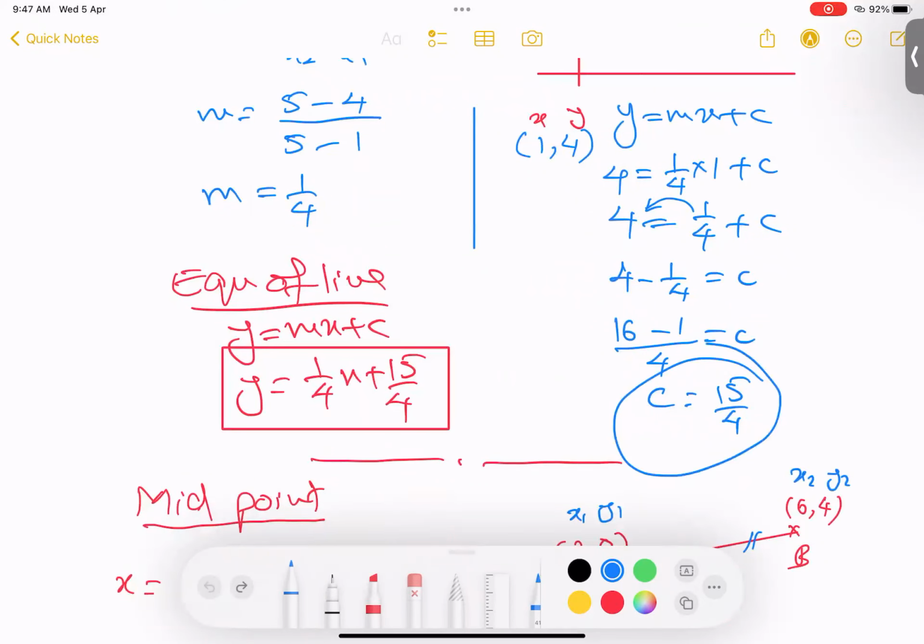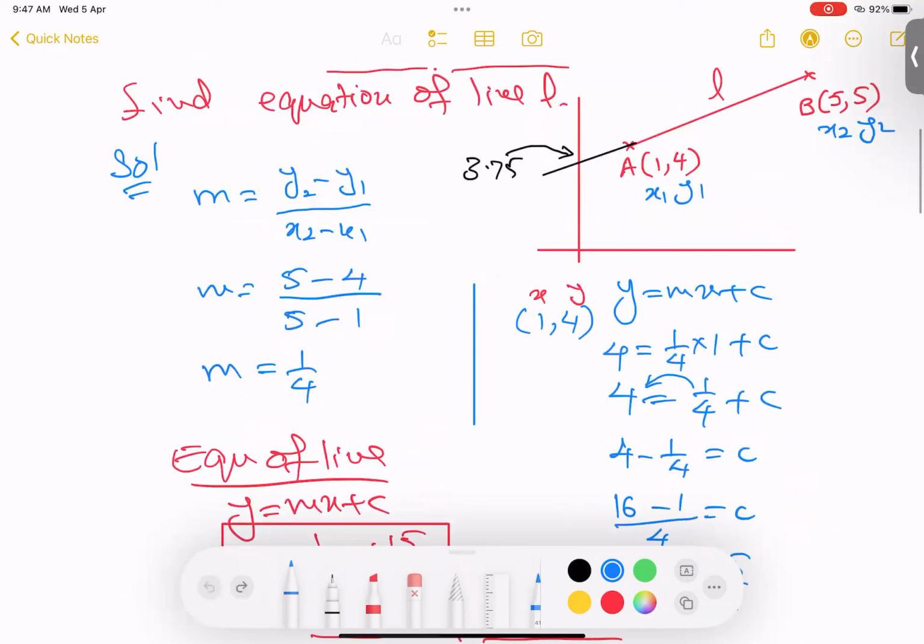This is the c value. The m value goes in the place of m, and the c value goes in the place of c. Why am I revising this specially? Because today we will do equation of line once again. So get ready for it.